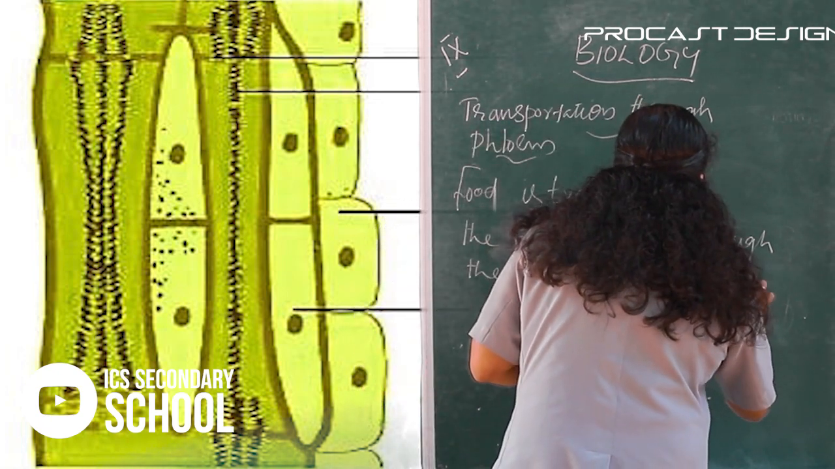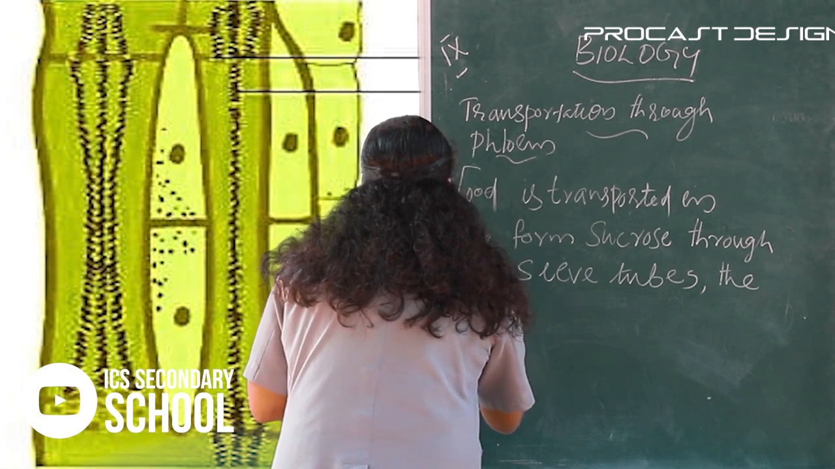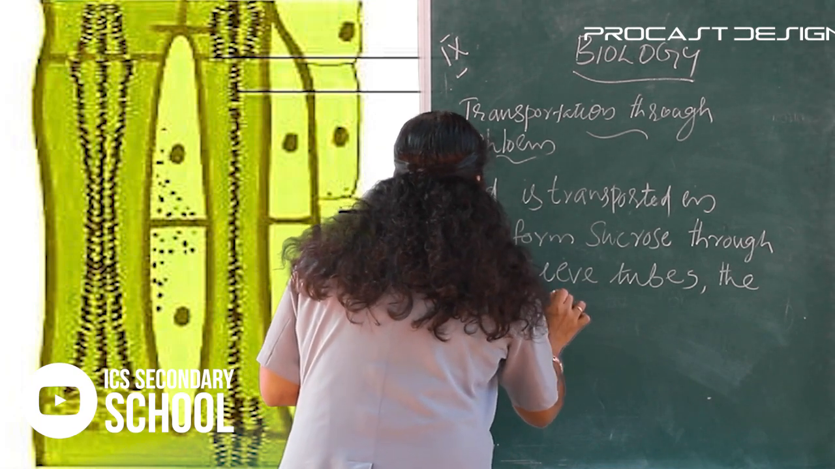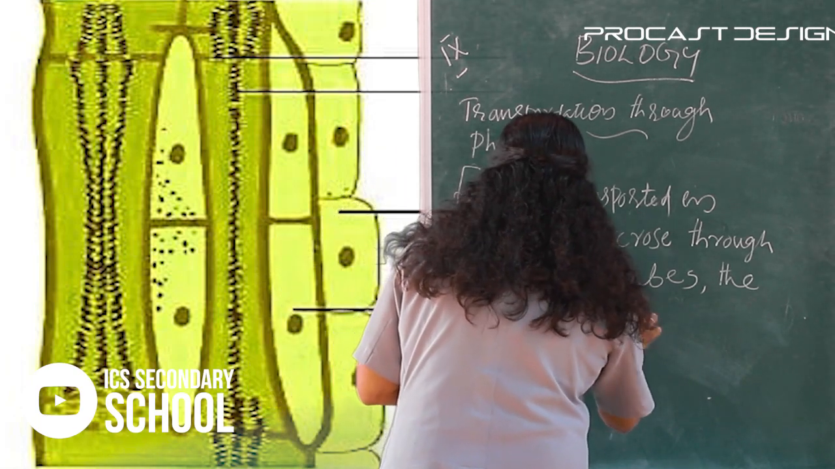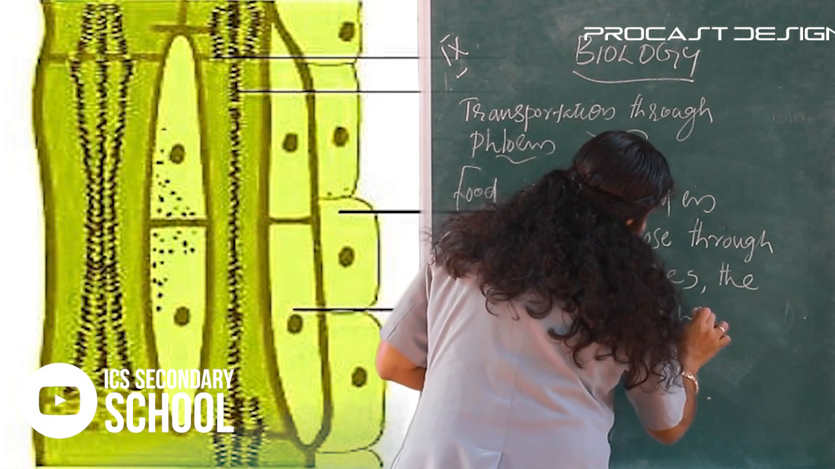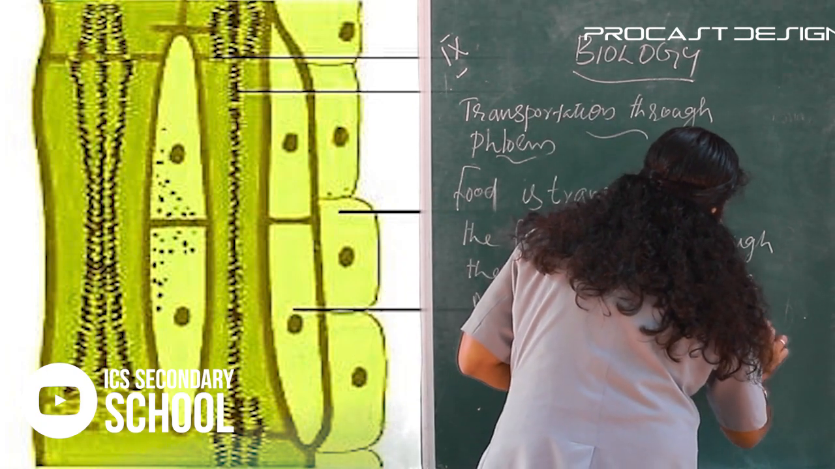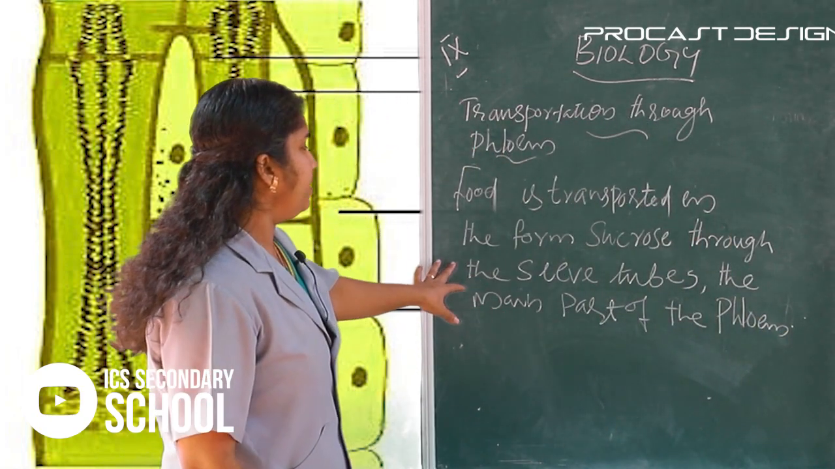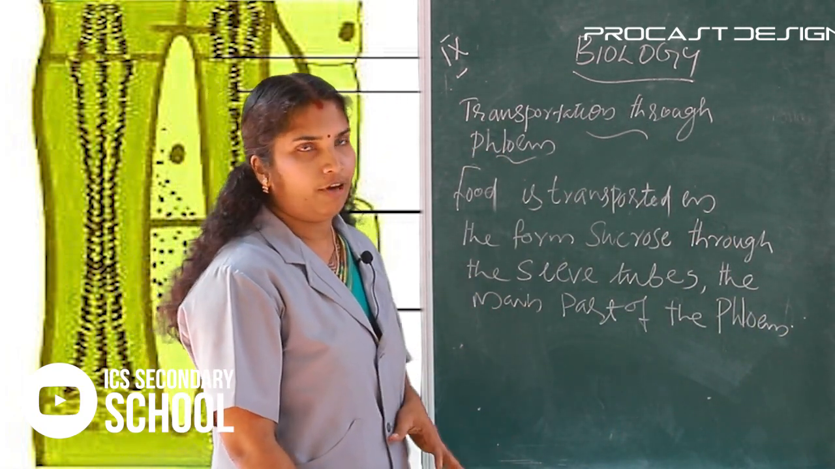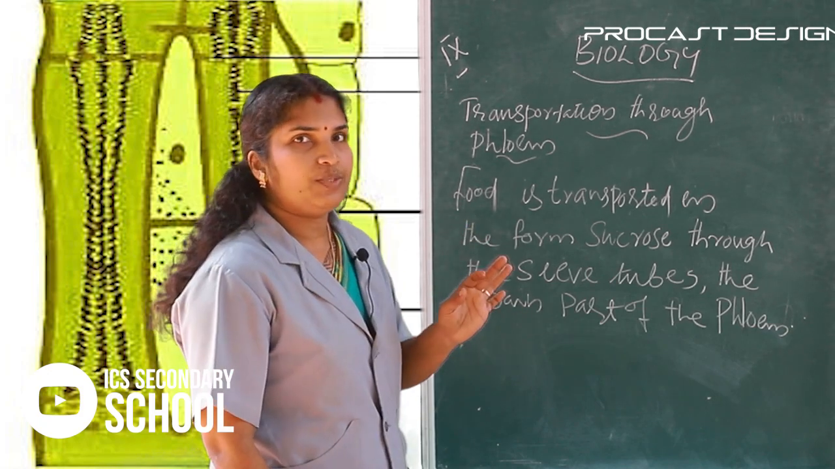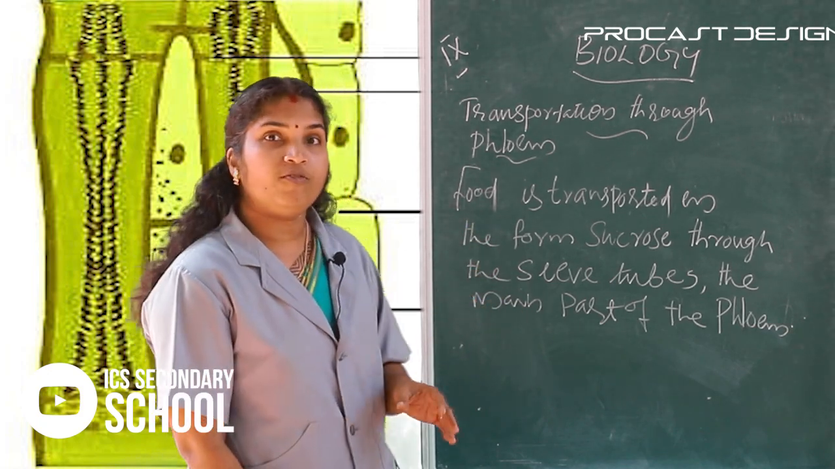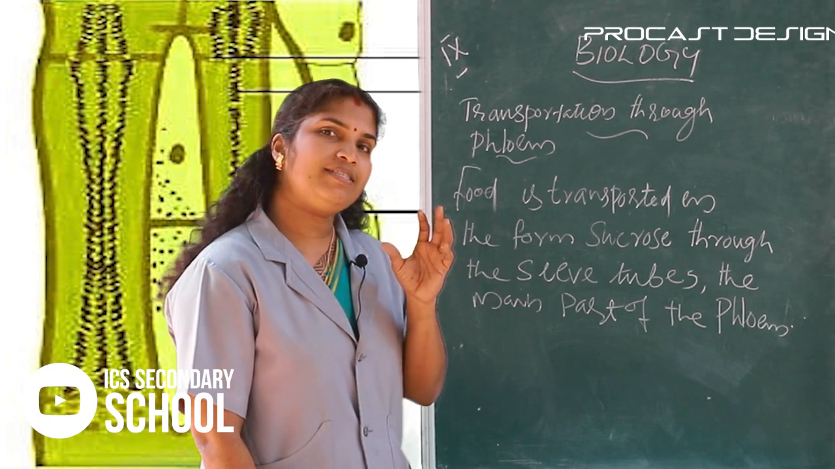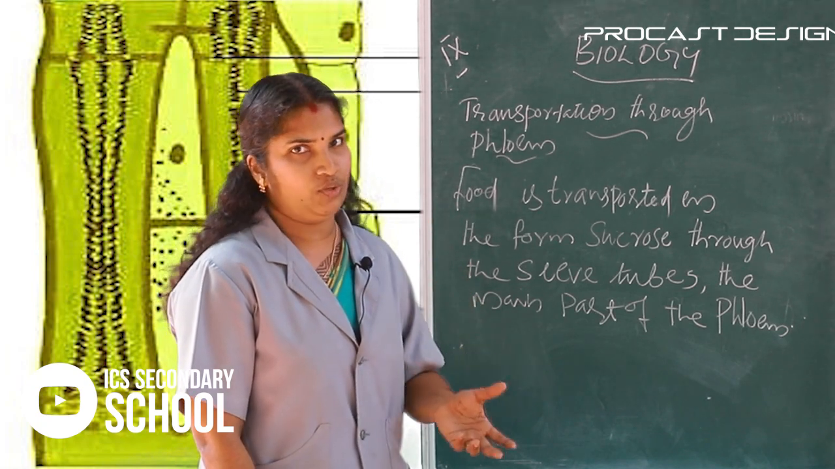The sieve tube is the main part of the phloem. The food is transported in the form of sucrose.